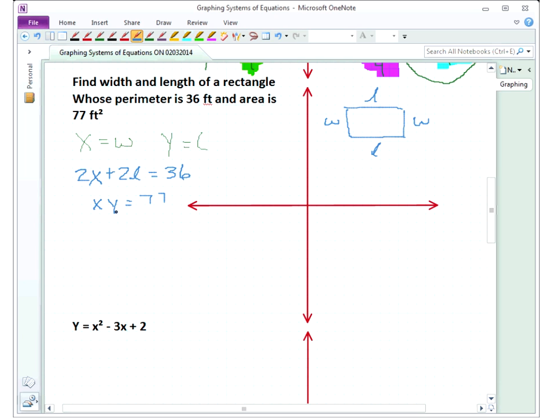So, all right, let's go ahead and get our Y by itself here. This length should be a Y, by the way, over here on the top equation. Just divide everything by X. So Y equals 77 over X.